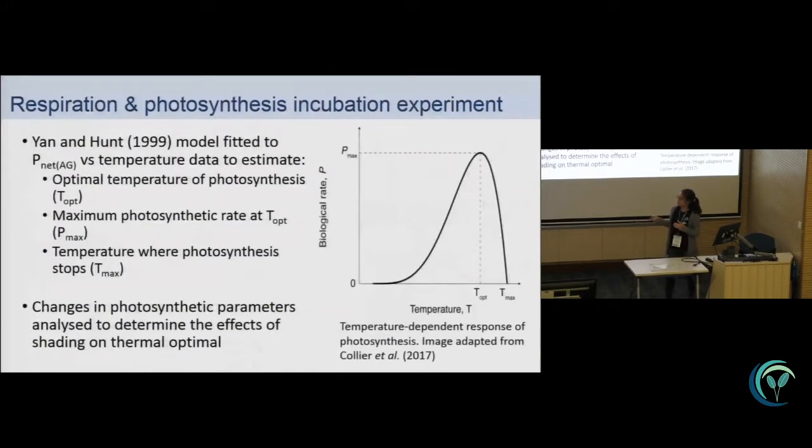After that, we used the Yan and Hahn model, which is based on the temperature-dependent response of photosynthesis, to fit the photosynthesis versus temperature data to come up with the following estimates: the optimal temperature of photosynthesis, the maximum photosynthetic rate, and the temperature where photosynthesis stops. As you may recall, these are the parameters of the thermal optimum of seagrass productivity.